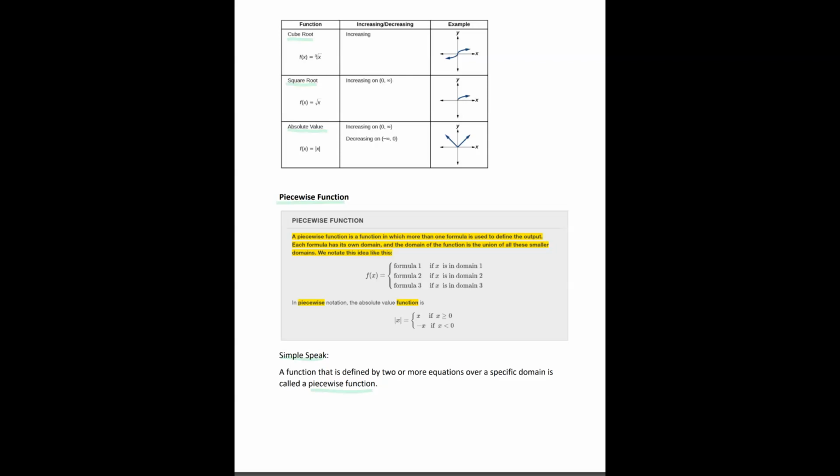A cool piecewise function that we use a lot is our absolute value. So x is positive if x is greater than or equal to 0, but x is negative if x is less than 0. So that's our piecewise function for the absolute value. And I just thought that was cool, so I wanted you guys to see that, okay?